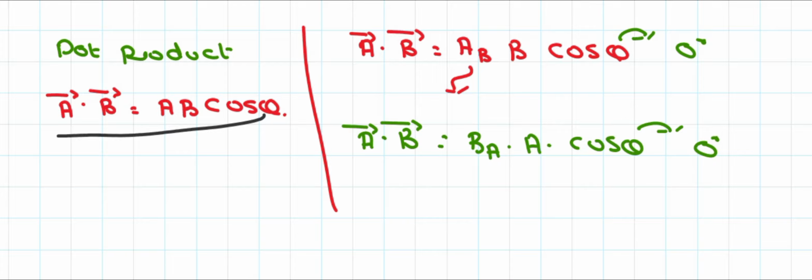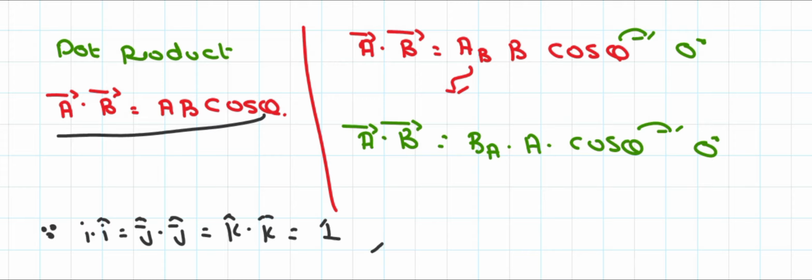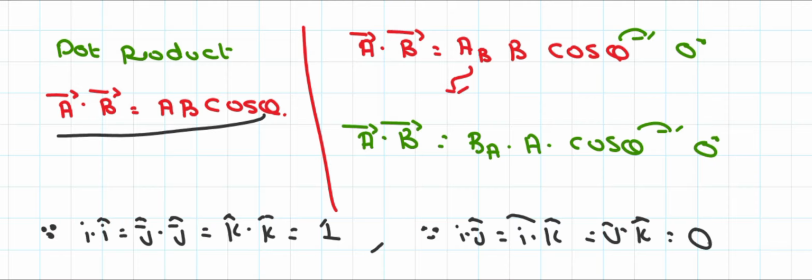As well as if we are talking about the properties of the dot product, these two properties are very important for solving the questions of dot product. It is i dot i equal to j dot j equal to k dot k, which is always equal to 1. And another one is i dot j equal to i dot k equal to j dot k, which is equal to 0.